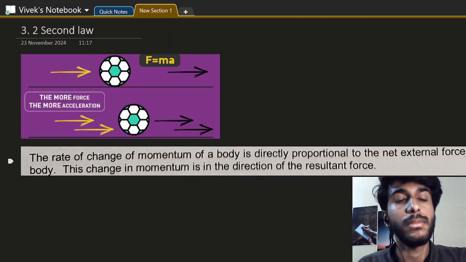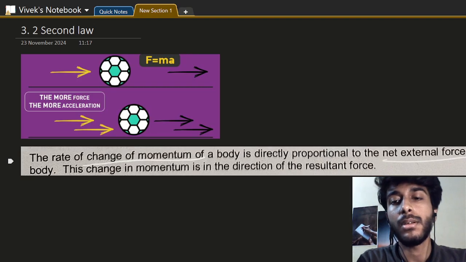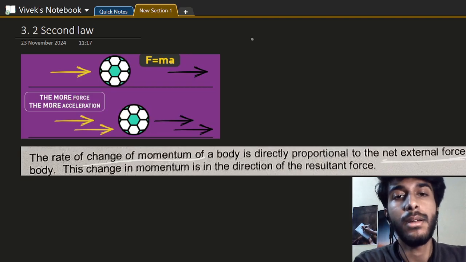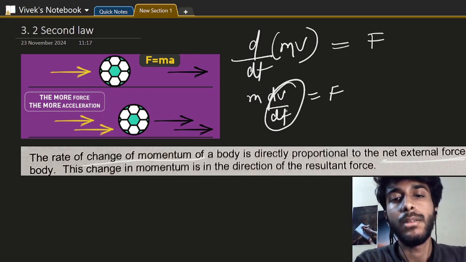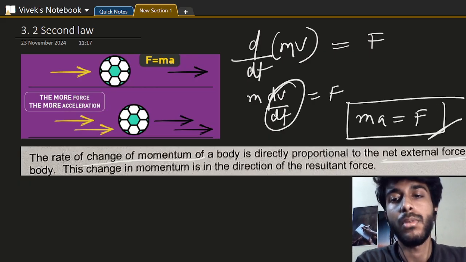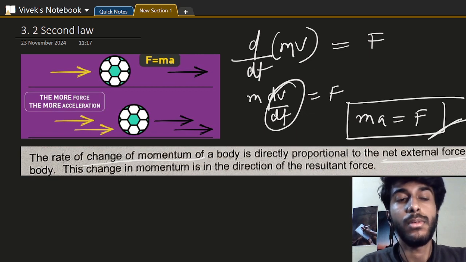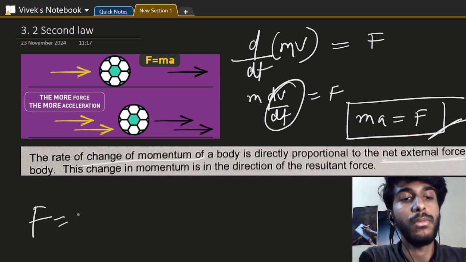Jumping to the second law, this is a very important law. It says that the rate of change of momentum is directly proportional to the net external force. Mathematically, we can write that d by dt of momentum, that is mv, is equal to force. So if we consider mass as constant, m dv by dt is equal to force, and dv by dt is what? Acceleration. So mass into acceleration is equal to force.